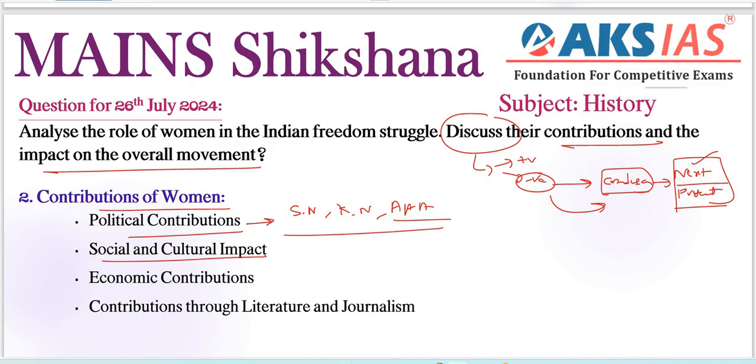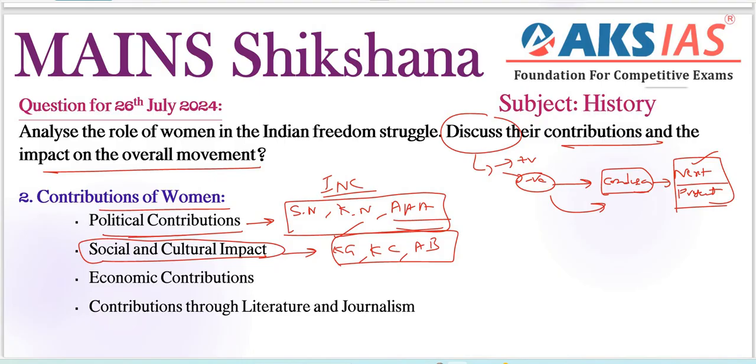Next, the social and cultural aspect is also there. Apart from political contributions to the Indian national movement, these women served as members of the Indian National Congress also, right, and influenced major decisions. Next, social and cultural impact. Here we have Kasturba Gandhi, Kamala Devi Chattopadhyaya, and also Annie Besant. We need to include all these names as examples. They worked towards social reforms, including women's upliftment, education, and abolition of untouchability, etc.